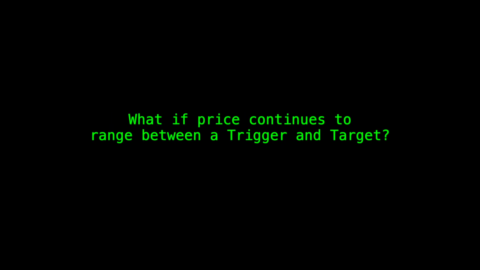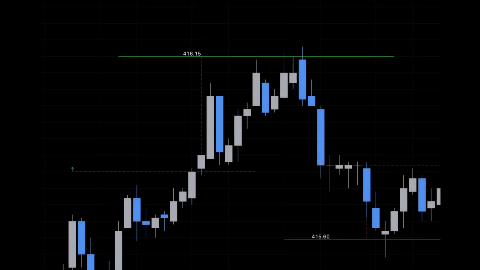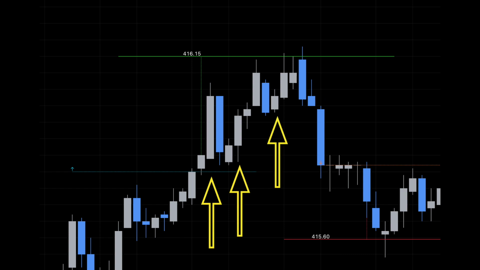But what if price continues to range between the trigger and target after a confirmation candle? No problem. Since we already know the destination, we might get multiple trade opportunities in the direction of the target, taking profit in quick bursts.